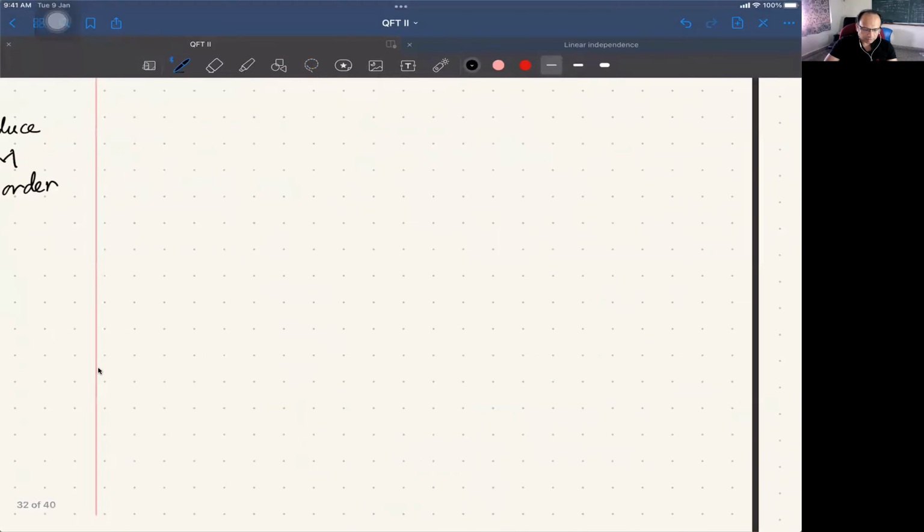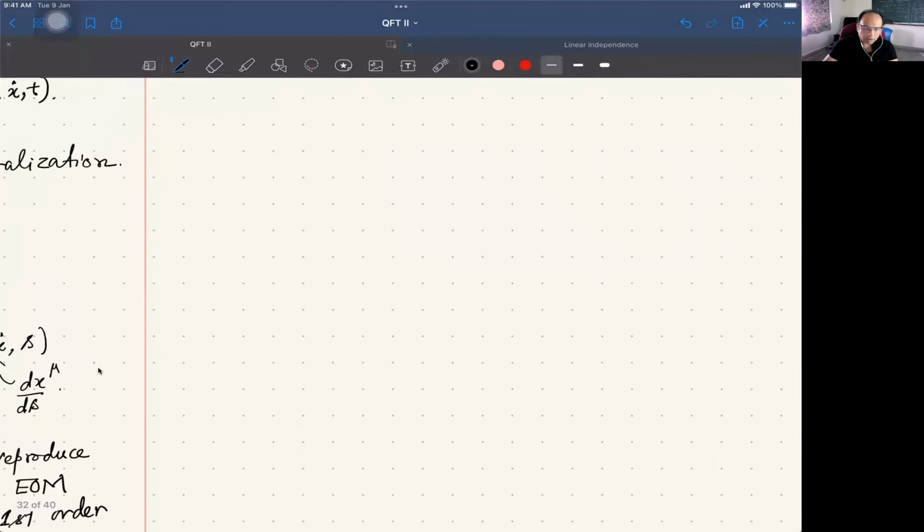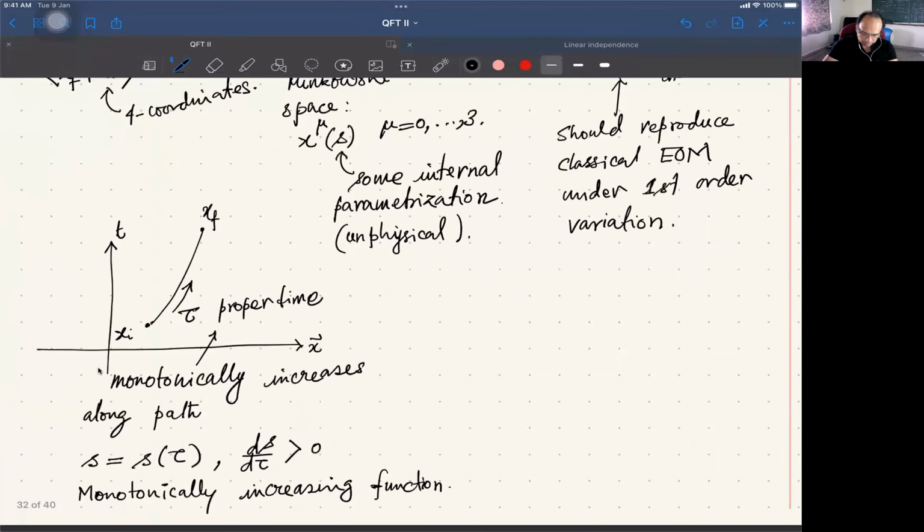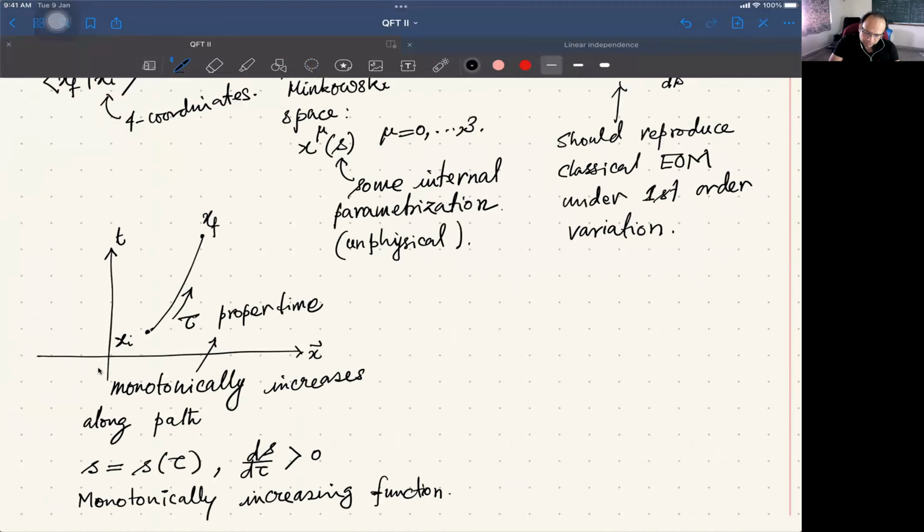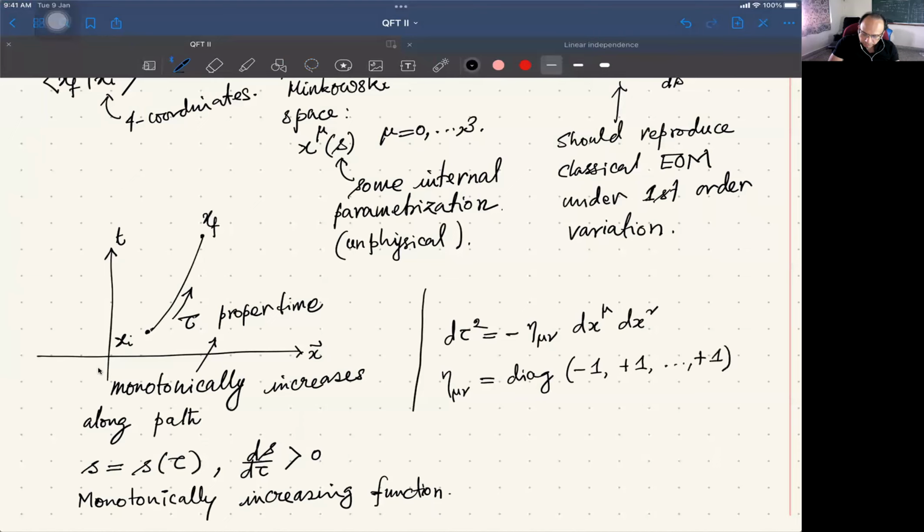So let me now, therefore, okay, we now have an idea. Let me write down the expression for d tau here. So d tau square is equal to minus eta mu nu dx mu dx nu between two infinitesimally close events. Eta mu nu is diagonal -1 +1 +1, and I'm taking the velocity of light c equal to 1.